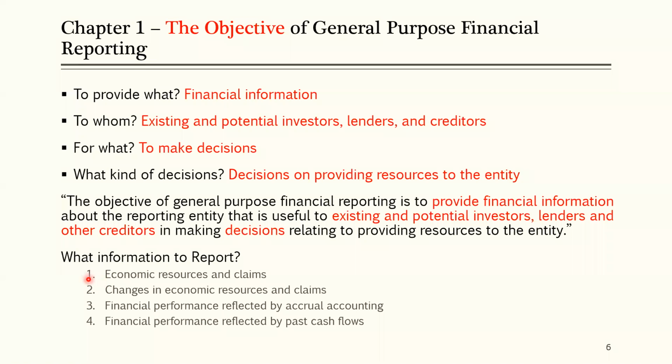Right? So the conceptual framework identified it into 4 groups. 1, economic resources and claims, right? Economic resources and claims, Sambandha තොරතුරු අපි provide කරනවා, right? This is what? Assets and liabilities. Changes in economic resources and claims, right? Incomes and expenses, changes in equity, right?